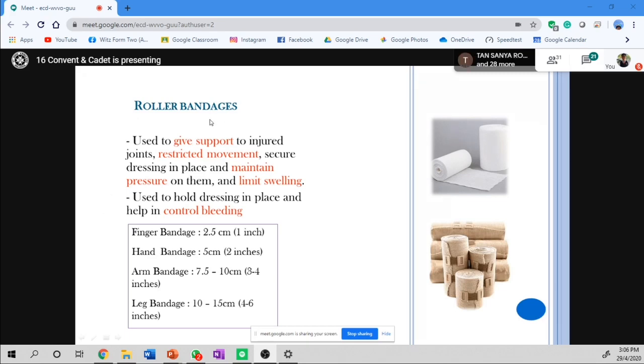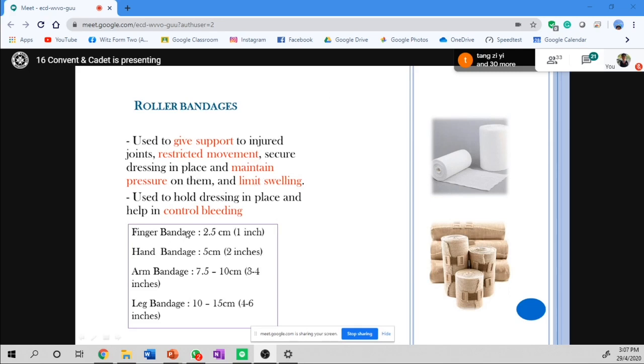Normally the roller bandage is used to give support. Giving support is the main one, and restricting movement. Restricted means limiting the movement, so when you apply the roller bandage the casualty won't be able to move easily. Then maintain pressure on them. Maintaining pressure can help to control the bleeding and also limit swelling.